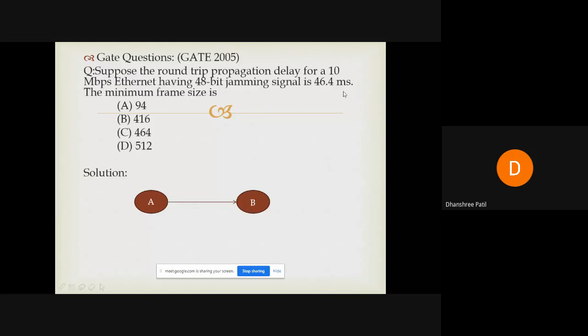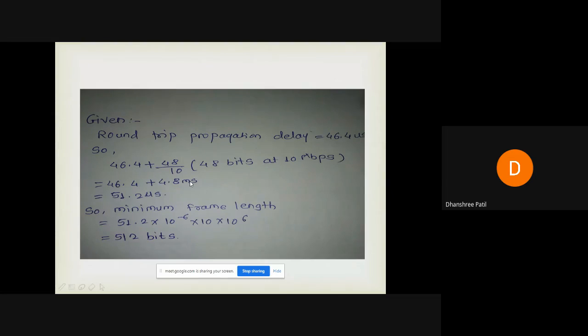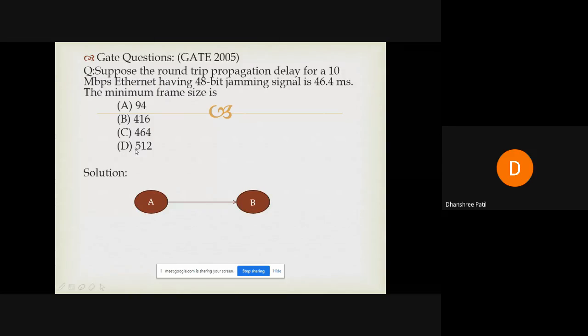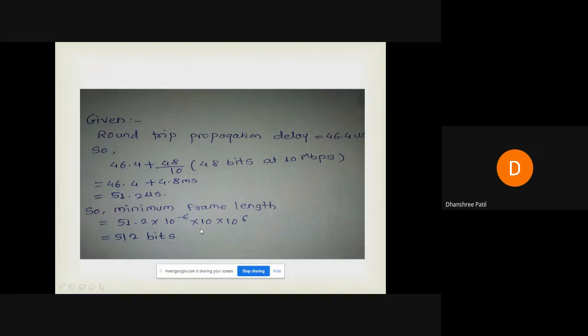That time is given as the 48-bit jamming signal, meaning as the signal is jammed, maybe the data will be sent back to the sender again. That's why I have to add this to the 46.4 microseconds. After that I'll get 51.2. From this term itself you will get the answer, that is option D. The minimum frame size will be 512. That will be the minimum frame size.